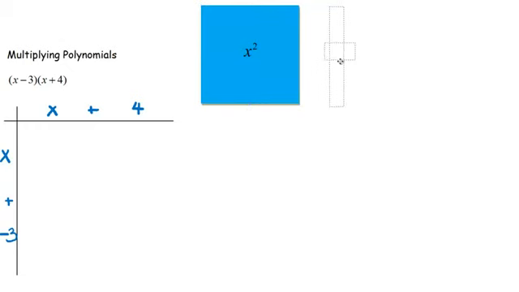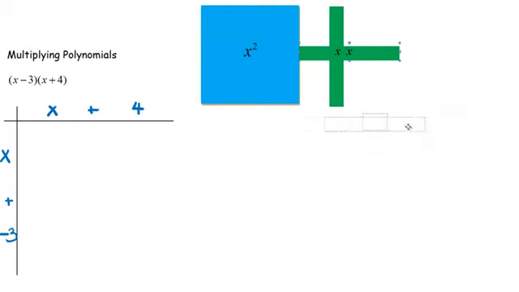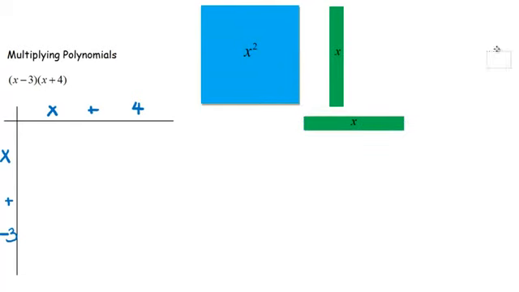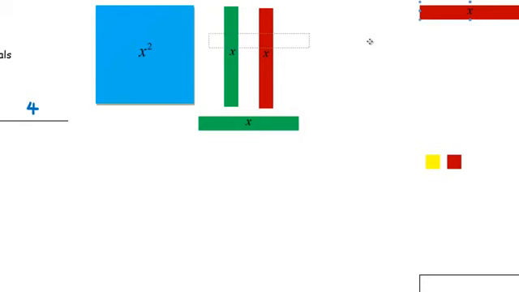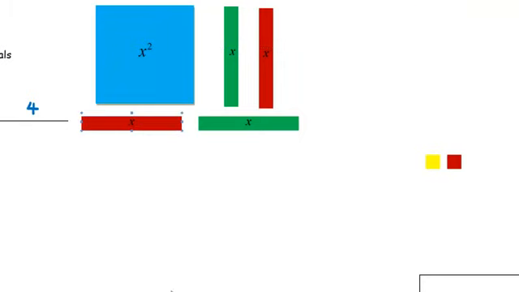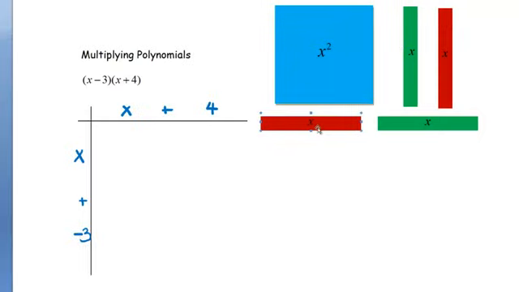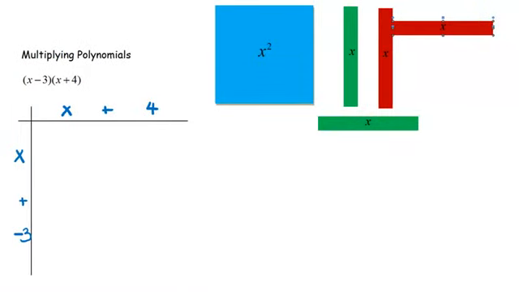This is considered a positive x, and I'll be using this and this and this as a positive x, and this and this as my negative x, if that makes sense. I'm going to put them right here. And this is going to be considered my positive one, and this is going to be considered my negative one. And so these are basically my tiles. So this is the x squared term.